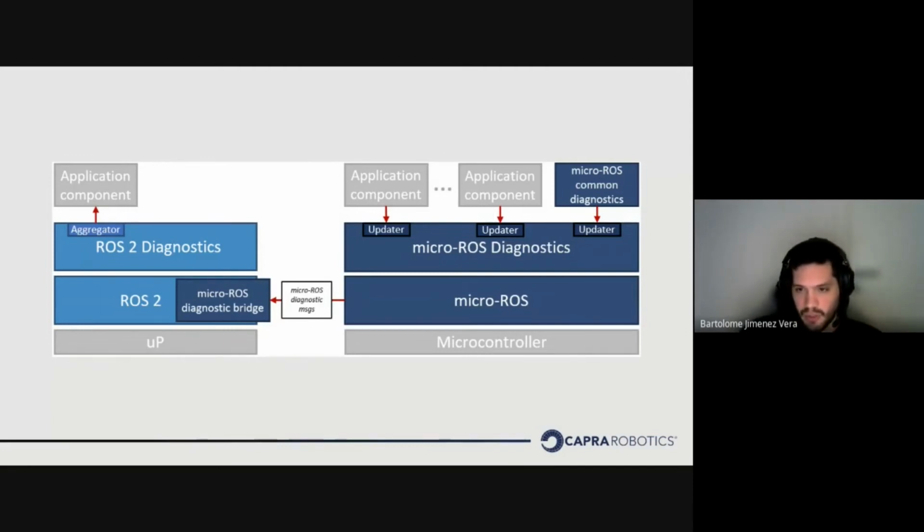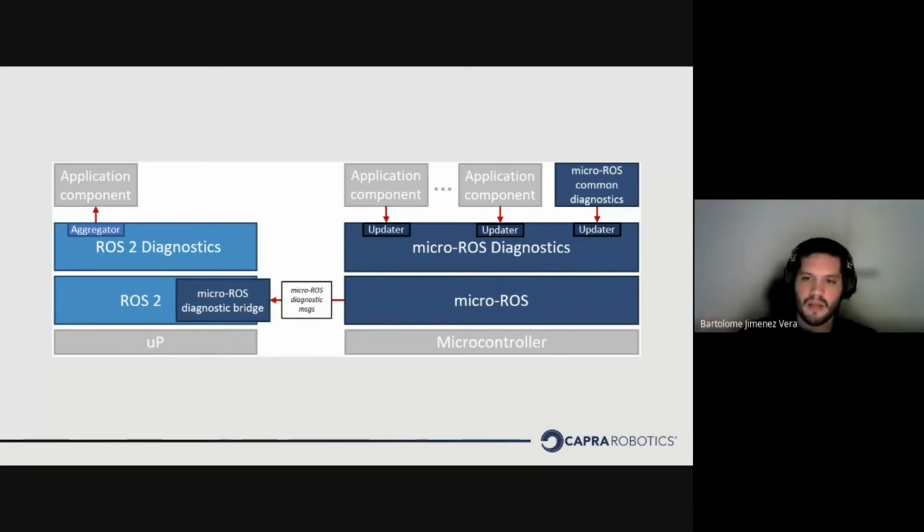For those who don't know, this is how the micro-ROS Diagnostics was designed at first, at least when I started to work with it. We had one updater. The updater is basically a publisher that is then connected to a node. And so if you have 3 updaters, you have 3 publishers.